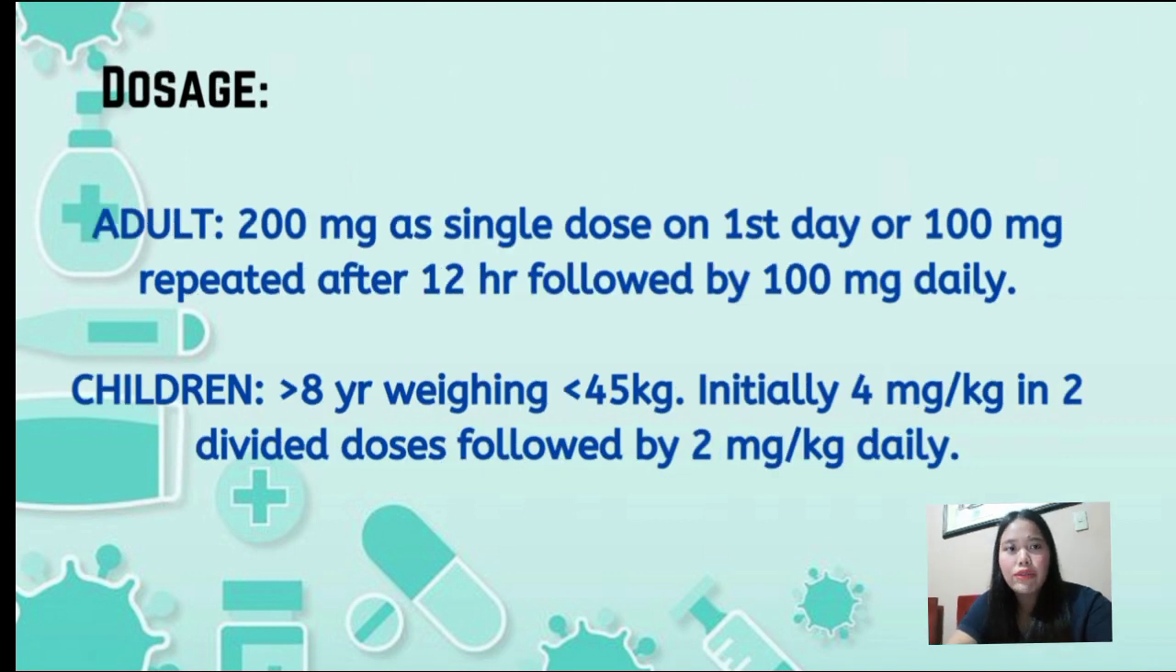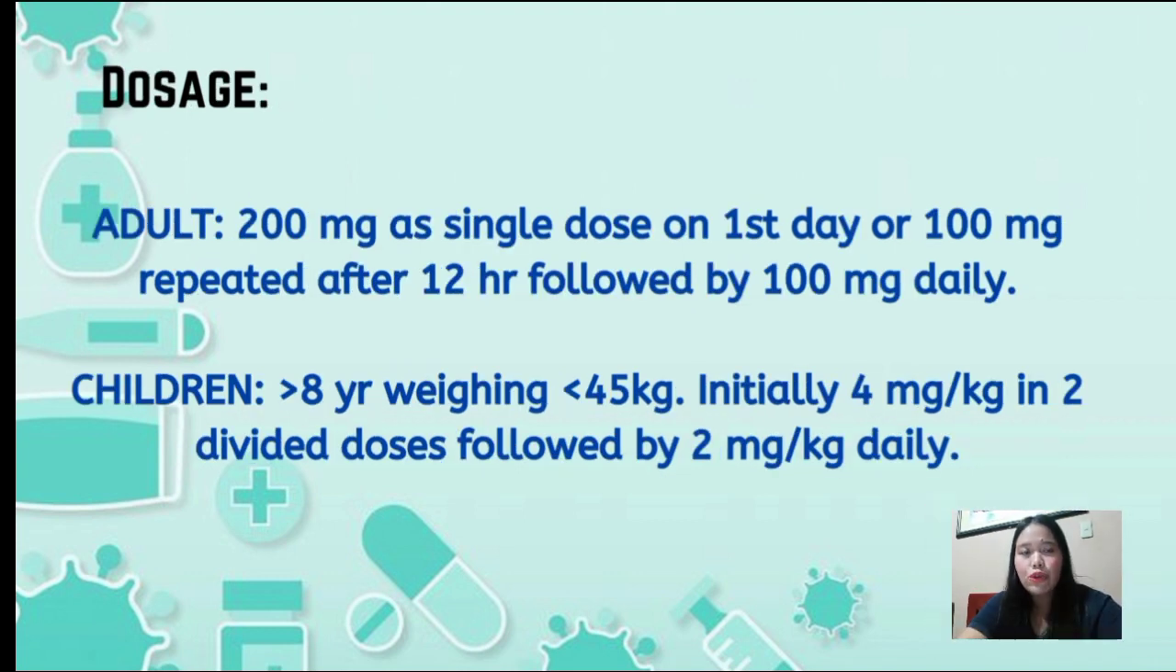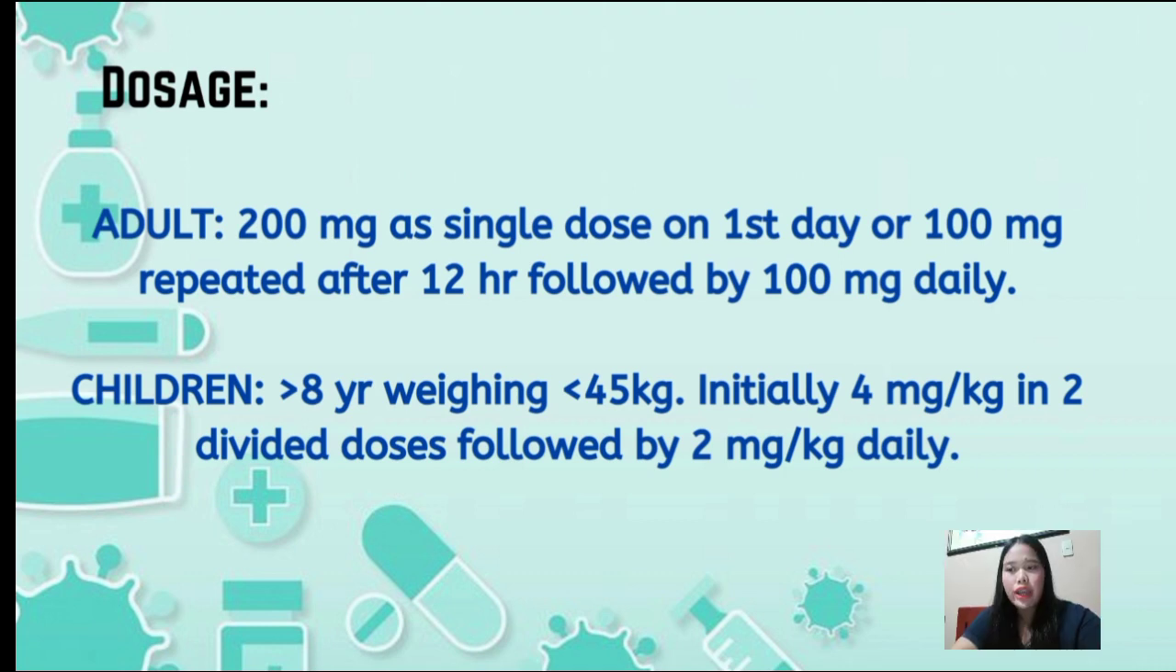For the dosage of the RightMed doxycycline. For adults, 200 mg as a single dose on the first day, or 100 mg repeated after 12 hours, followed by 100 mg daily. For children more than 8 years old weighing less than 45 kilos, initially 4 mg per kilogram in 2 divided doses, followed by 2 mg per kilogram daily.